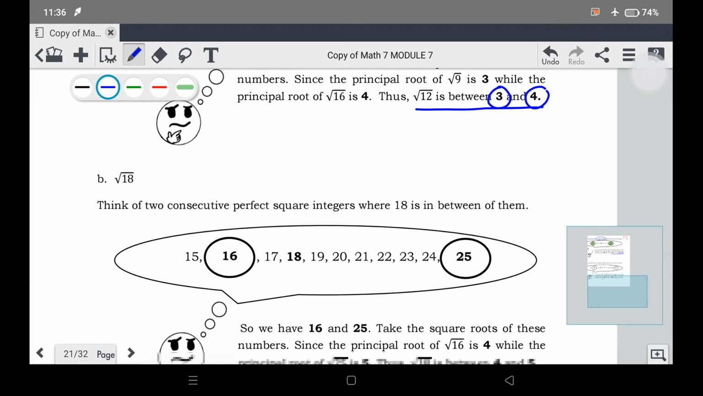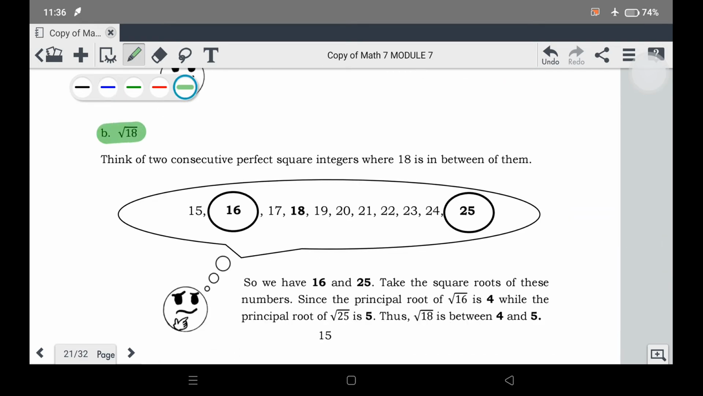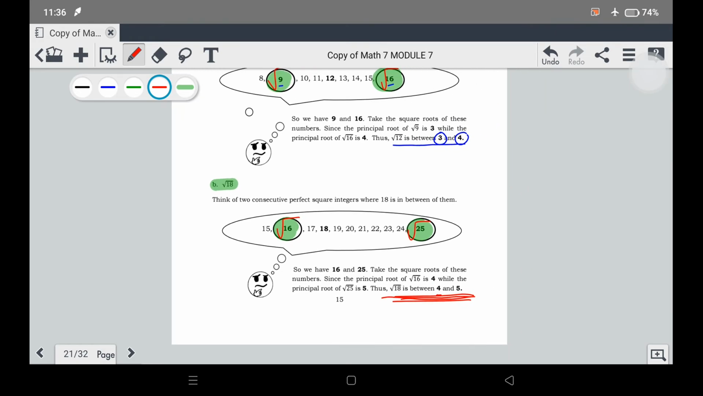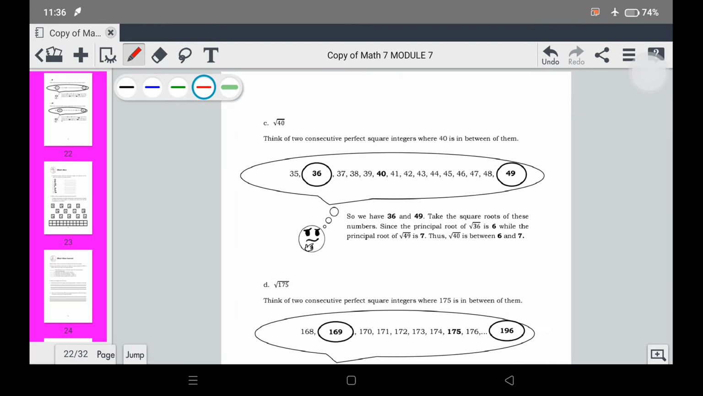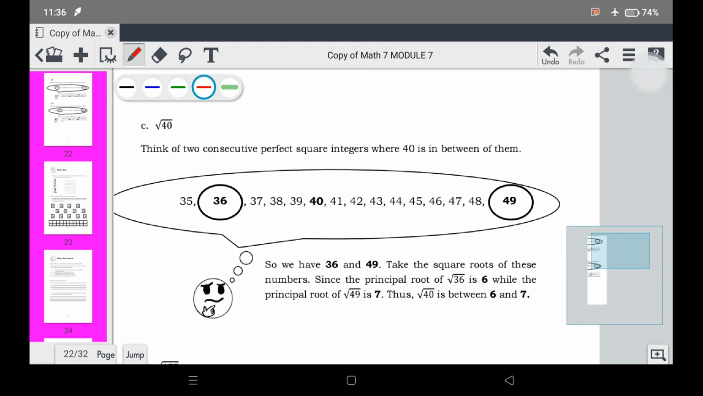Okay. Next, let us have the square root of 18. So 18 is between 16 and 25. So we take the square root of those two numbers. So we have 4 and 5, and we know that the square root of 18 lies between 4 and 5. Next page.